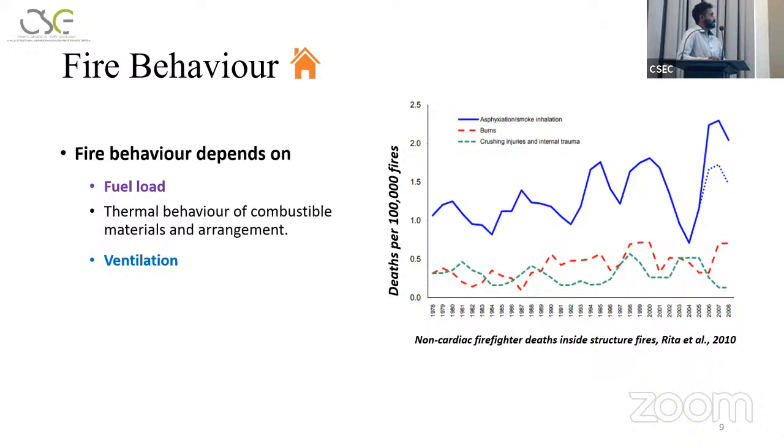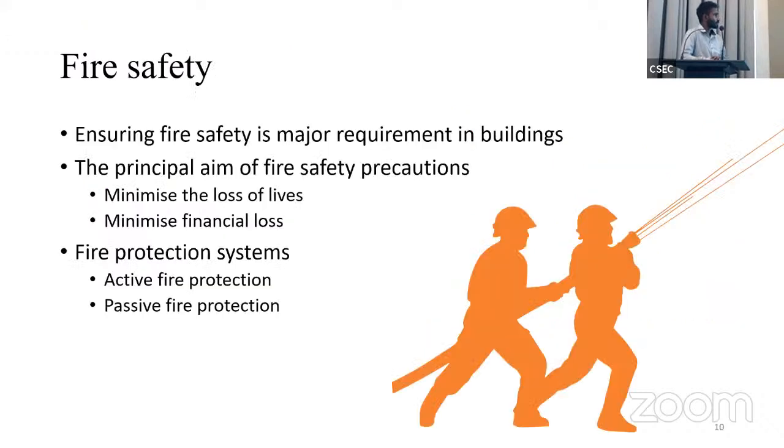And this is the firefighter deaths due to fires. You can see the several reasons. Smoke becomes the highest reason for these deaths, not the burns and not the crushing injuries. Because of that, we need to ensure fire safety inside buildings. The main aims of fire safety can be, the first one, we need to save lives, and then the property losses, and we can add environmental losses also.